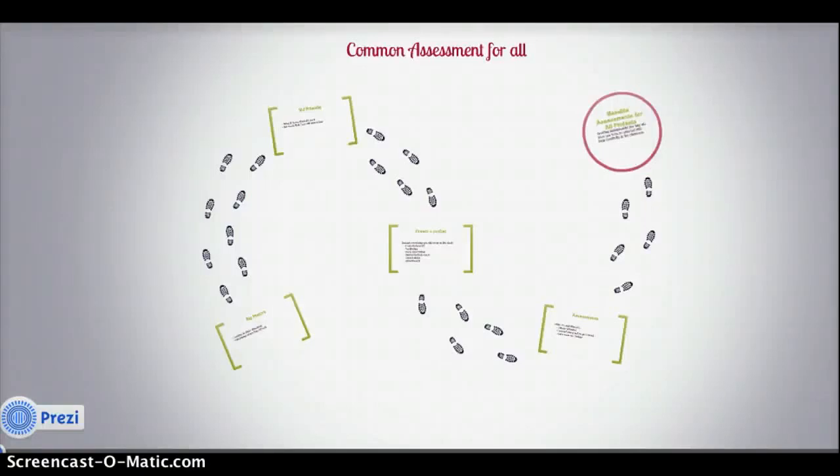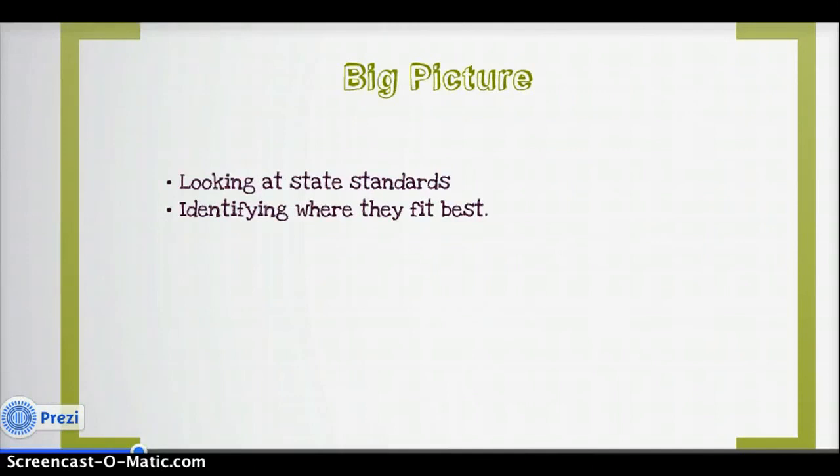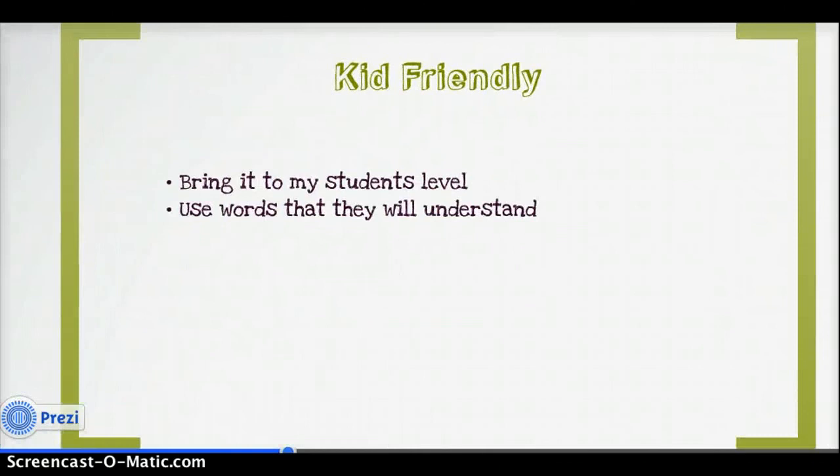Common assessment for all looks something like this. Look at the big picture to begin with. Look at the state standards and identify which state standard fits best in each grade level or each class. Then change the vocabulary so that it's kid-friendly. We want students to understand what we are trying to communicate with them using their language, their words.